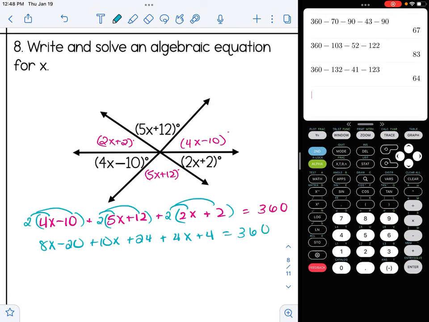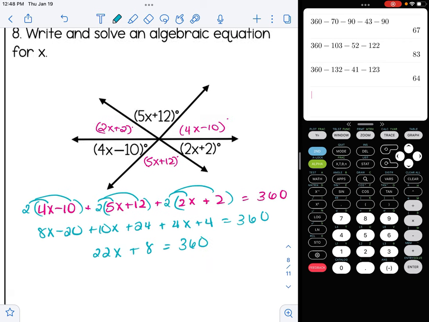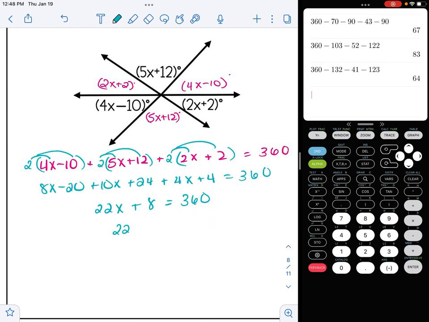And now I'm going to go in and I'm going to combine like terms. So I have 8x, 10x, and 4x gives me 22x. Negative 20, 24, and 4 gives me 8. And that equals 360. Let's work to get x by itself. I'm going to subtract the 8 to the other side. That's going to give me 22x equals 352. Divide by 22. And we get x is 16.